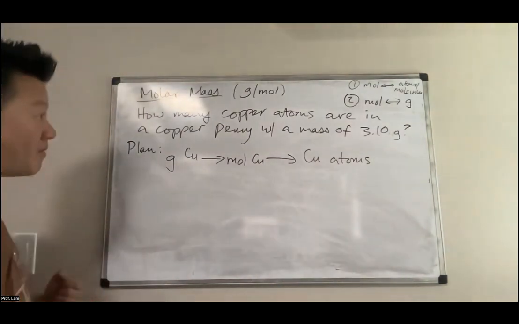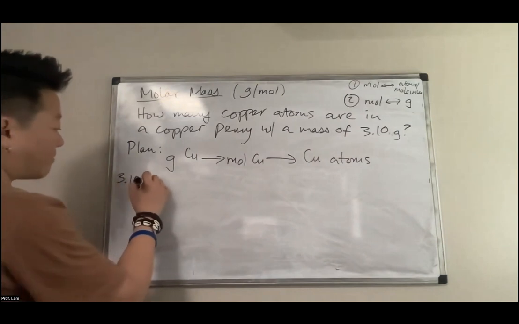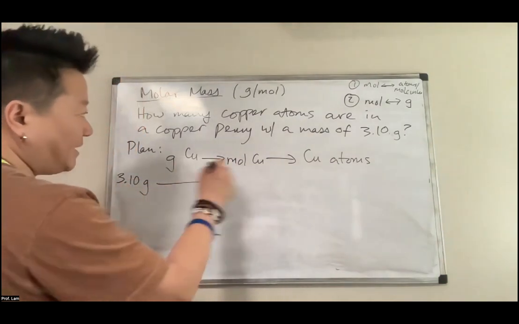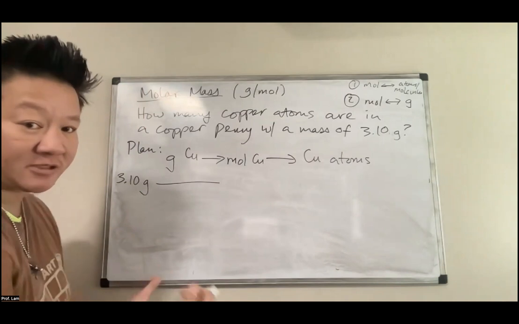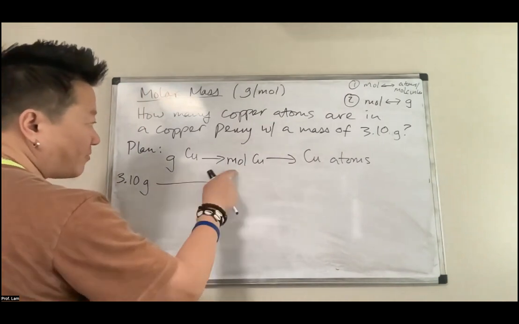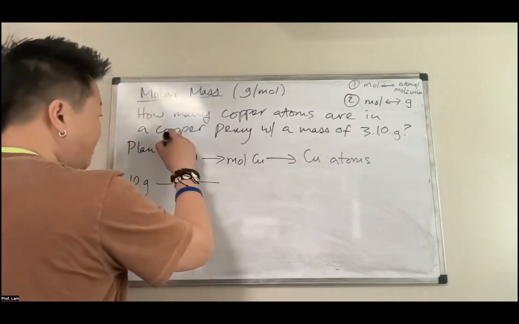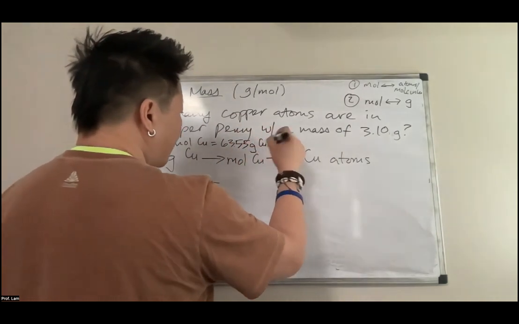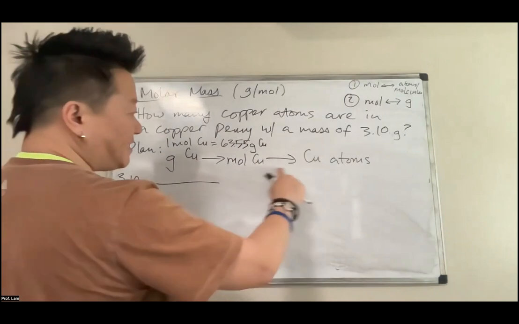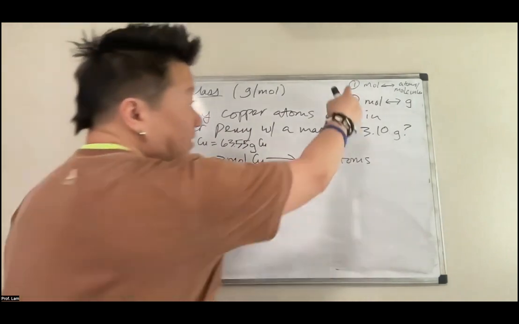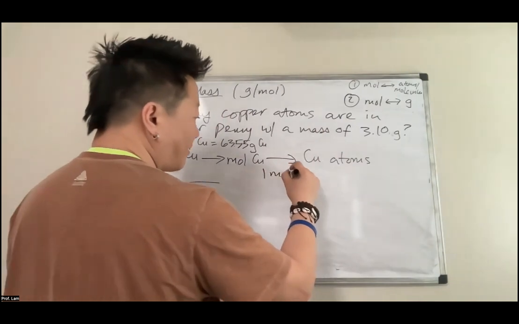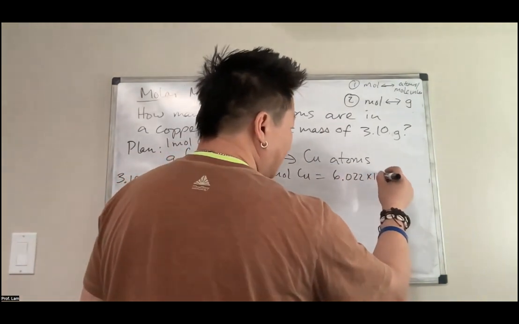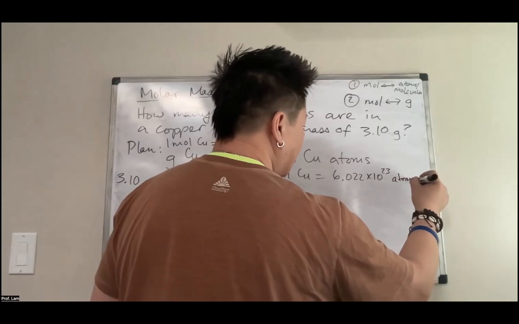So now we execute, once we have the plan. We know 3.10 grams. Do the line, and then we need the equivalency here. I would just write it right on top of my plan, so I have it there. How do you go from mole to gram? Use molar mass, so look on the periodic table. 1 mole of copper is equal to 63.55 grams of copper. And what is the equivalency for mole to atom? We just learned that one. 1 mole of copper is a grouping of how many? 6.022 times 10 to the 23rd atoms of copper.